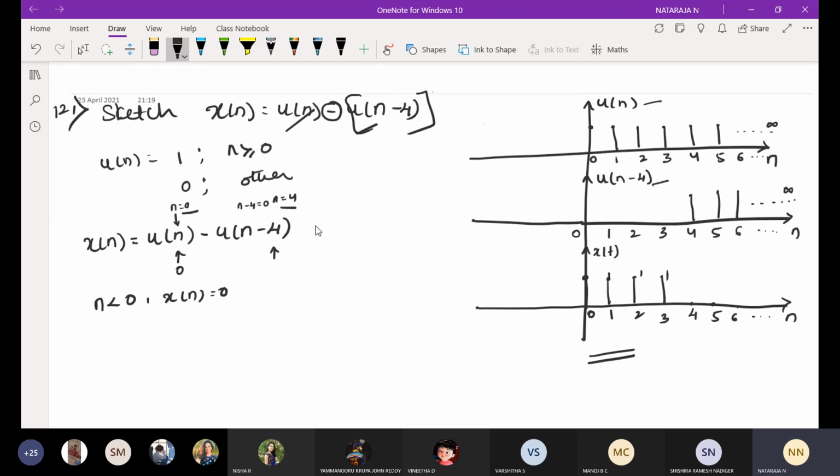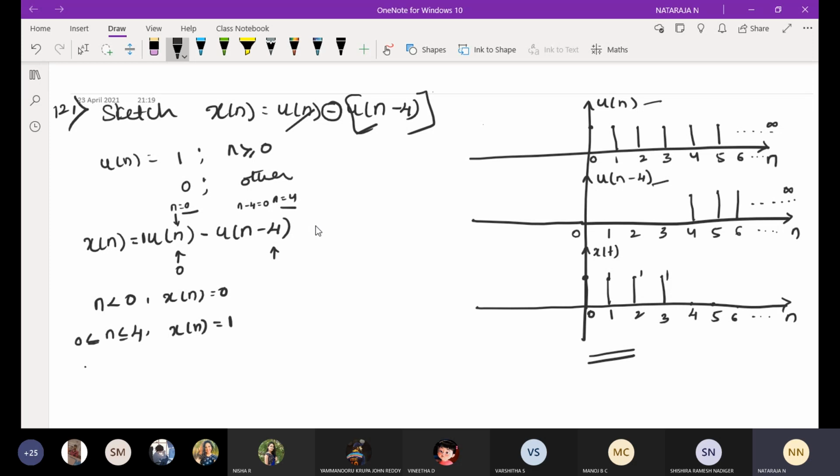Now I will consider from 0 to 4. 0 less than or equal to n less than or equal to 4. Your x of n will be the amplitude of this. From 0 to 4, I will take the amplitude of u of n. Now I am going to vary from 0 to 4. From 0 to 4, x of n amplitude will be considering the first one's amplitude.